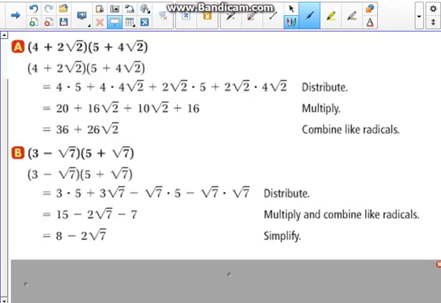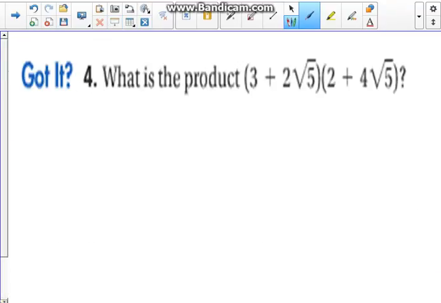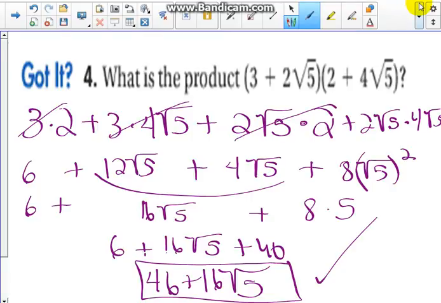Now I've got it, but I would like for you to work problems 8 and 9 in your workbook. And I'll come back with the answer for the got it. Pause this video now. Okay, so now I'm back, and you should have finished problems 8 and 9 in your workbook, which were very easy. And if you worked the got it, here it is, worked out. And the answer was 46 plus 16 radical 5.